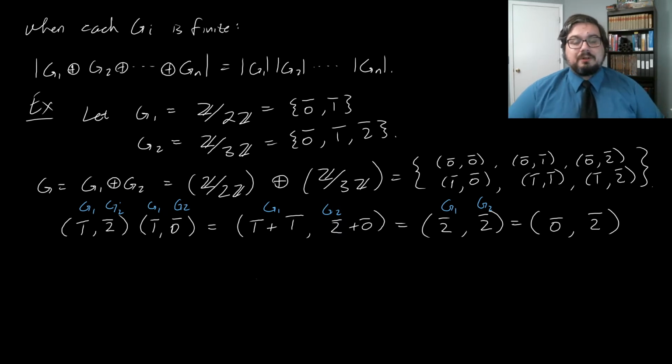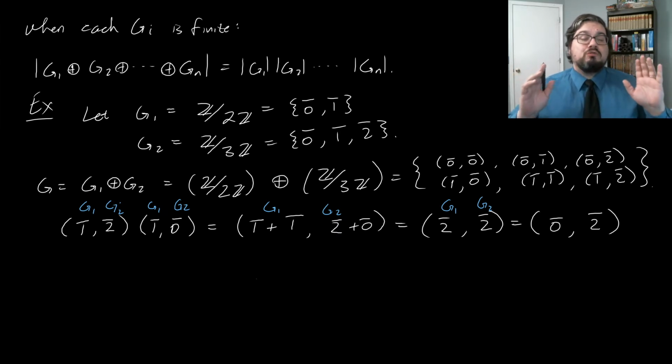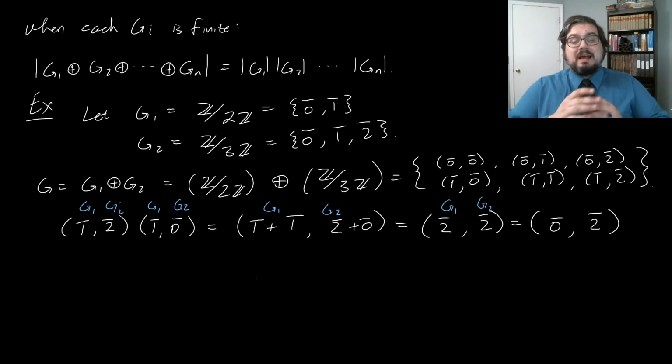It's 2 bar here. So be aware, even when the groups that you're working with are written using similar notation, like our standard cyclic groups, you need to make sure that you're handling each coordinate of the direct product according to the rules of the corresponding group. G1 determines what happens in the first coordinate of the direct product, and G2 determines what happens in the second coordinate of the direct product, and they don't really interact with each other.